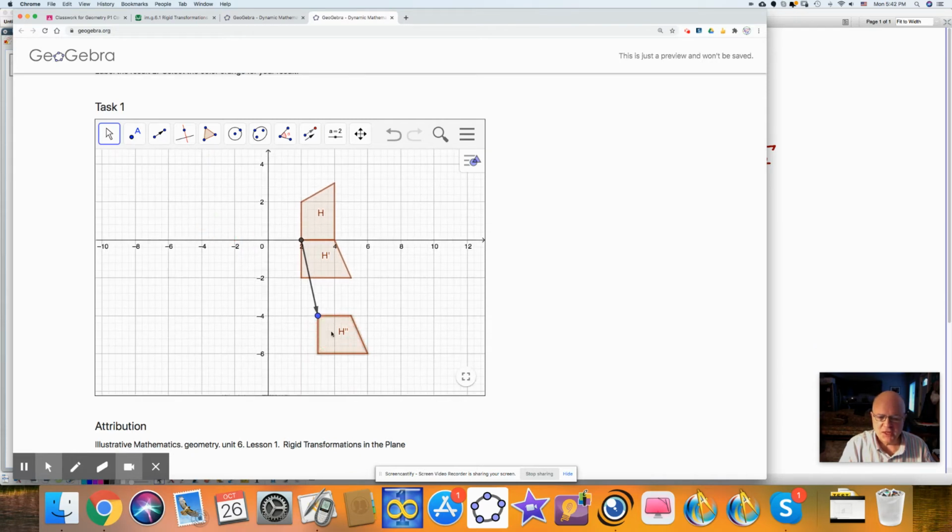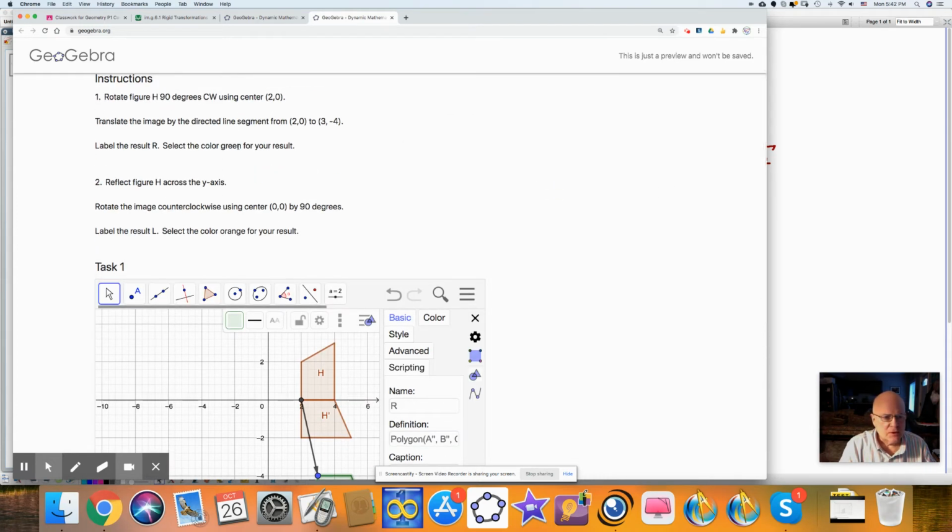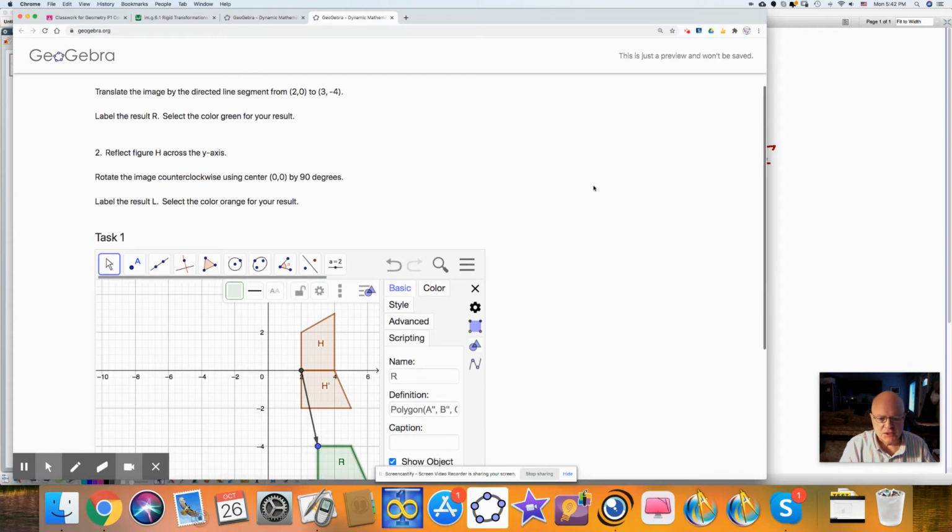And I'm supposed to change this to green. To do that, I'll use this hamburger with the GeoGebra insignia on it. And I'm going to change the label to, I think I'll change it to R. The name will be R. I think that's what we're supposed to do. Name it R. The next one will change it to L.